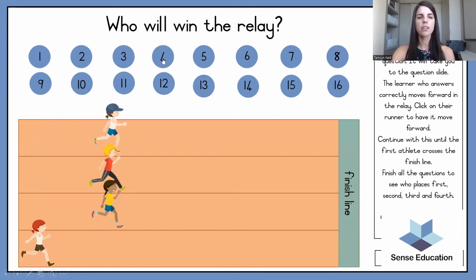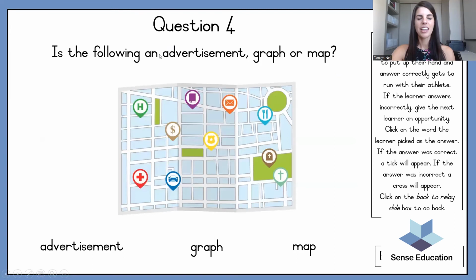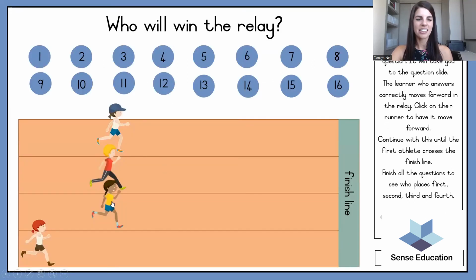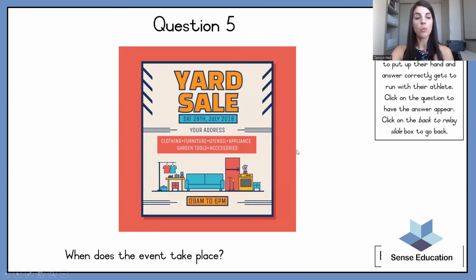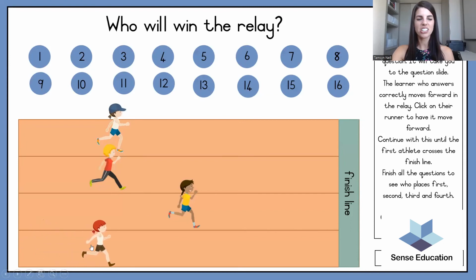Okay, number four. Is the following an advertisement, graph, or map? Have a look what it's telling you. I heard it. You said a map. Yes, that's correct. Excellent. And this girl's going to move forward. She's running super fast. When does the event take place? Now you need to look for the date. When does it take place? Yes, on Saturday, the 28th of July, 2018. Excellent. Yay, she gets to catch up a little bit.